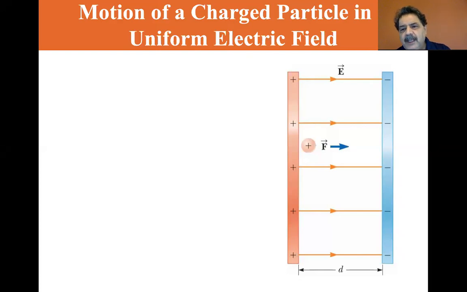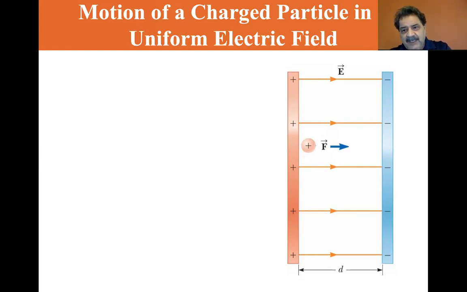So here we see an E field set up by two parallel plates separated by a distance d. The positively charged plate is on the left, the negatively charged plate is on the right, and you have a positively charged particle right next to the plate. Since the plate is positive and the particle is positive, there's going to be a repulsion. You can see the force vector there. The positive plate is going to repel the positive particle, so it's going to move to the left.